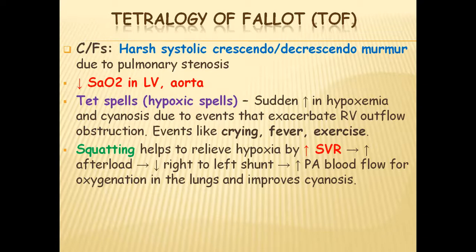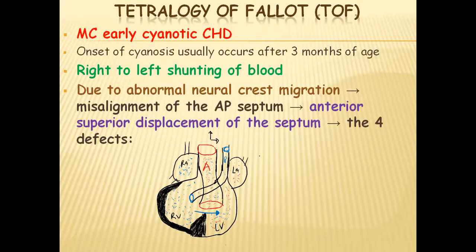What are the clinical findings that we can see in patients with Tetralogy of Fallot? Number 1, a harsh systolic crescendo-decrescendo murmur, and this is due to the pulmonary what? Stenosis. And then number 2, they will have a decrease in oxygen saturation in the left ventricle and also the aorta. Because if you look at the diagram, you can see that there's shunting of deoxygenated blood from the right ventricle into the left ventricle, thereby decreasing the oxygen saturation in the left ventricle, and also that's going to lead to a decrease in oxygen saturation in the aorta.